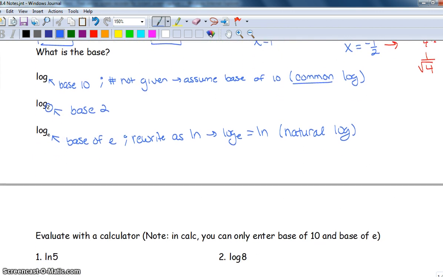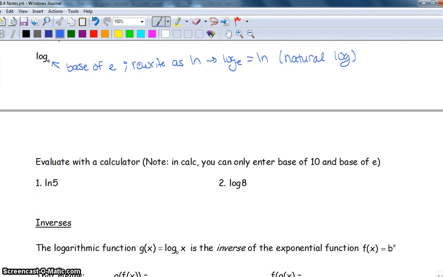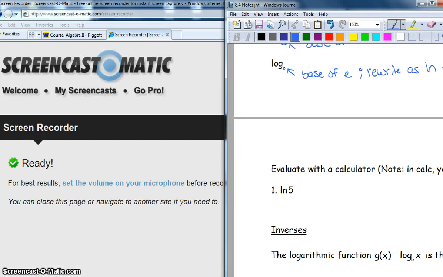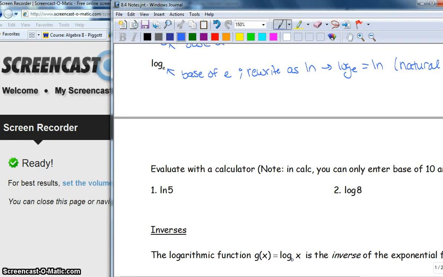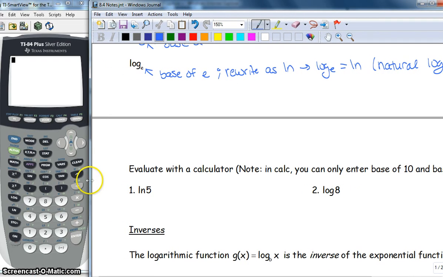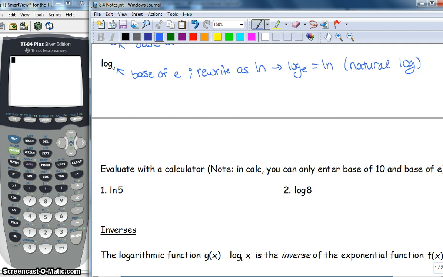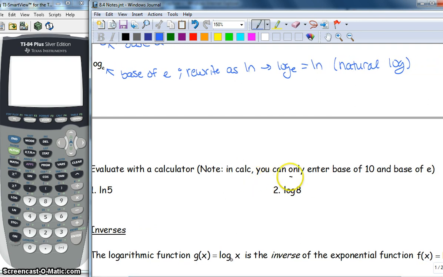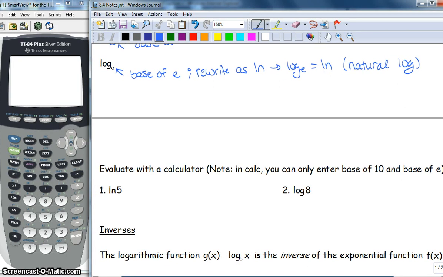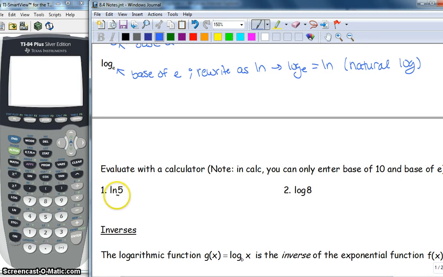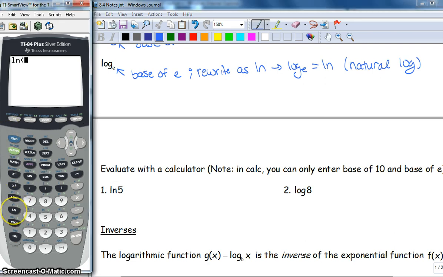All right. So we're going to start evaluating this with a calculator. So let's go back to our calculator. And let's look to see where these buttons are. Pay attention at the top. It says you can only enter in bases of 10 and bases of e. So that second example we had, log base 2, right now we would not be able to plug that into our calculator. So if I went natural log ln of 5, I look all the way down the left-hand side of my screen, and there's my natural log button.